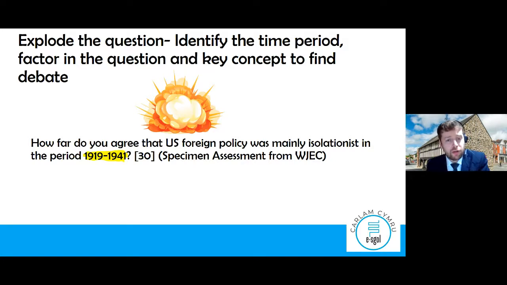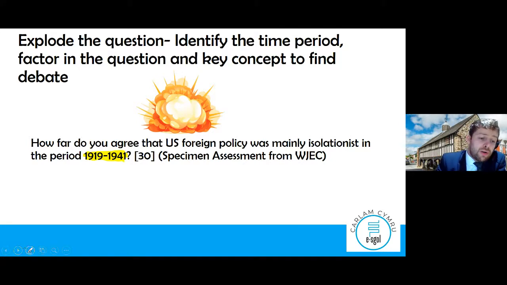So the question then: how far do you agree that US foreign policy was mainly isolationist in the period 1919 to 1941? 30 marks, always 30 marks. And this is from the specimen assessment from the WJEC. So this isn't a question I've made up. This has come direct from the exam board themselves.